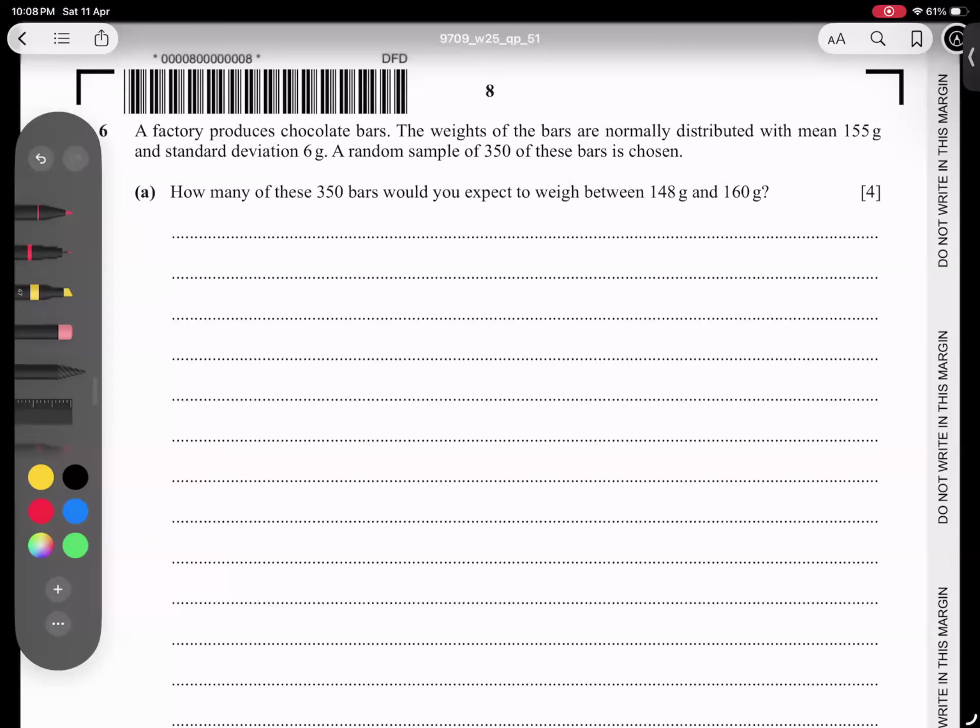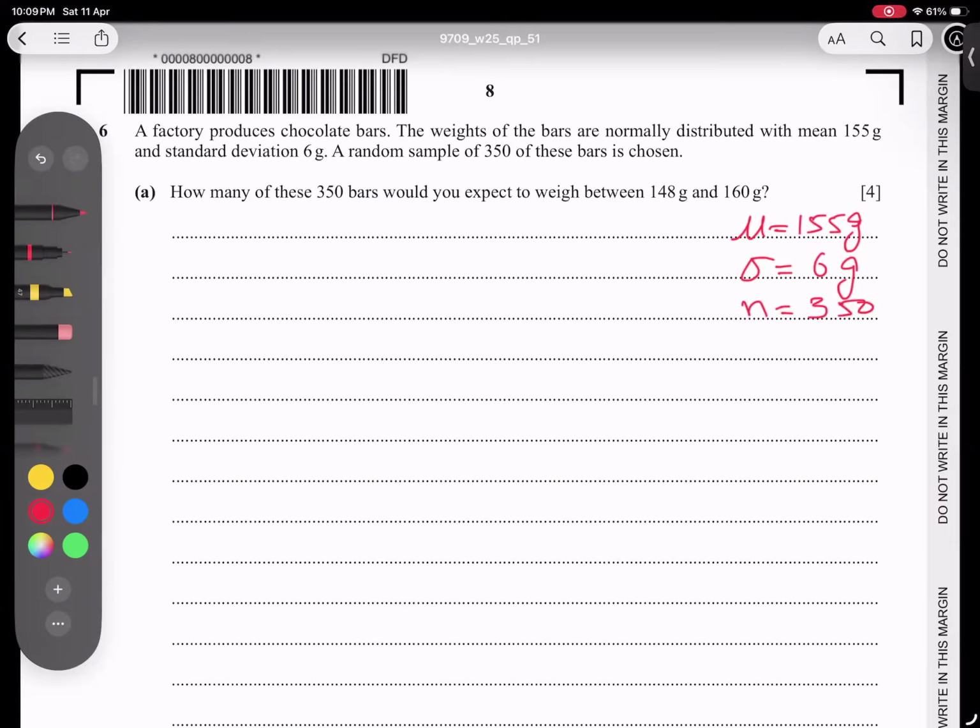Question number 6, students: a factory produces chocolate bars. The weights of the bars are normally distributed with a mean of 155 grams. Okay, the mean is given as 155 grams, and the deviation is 6 grams. A random sample of 350 bars is taken. Okay, n is 350. And what is said further?